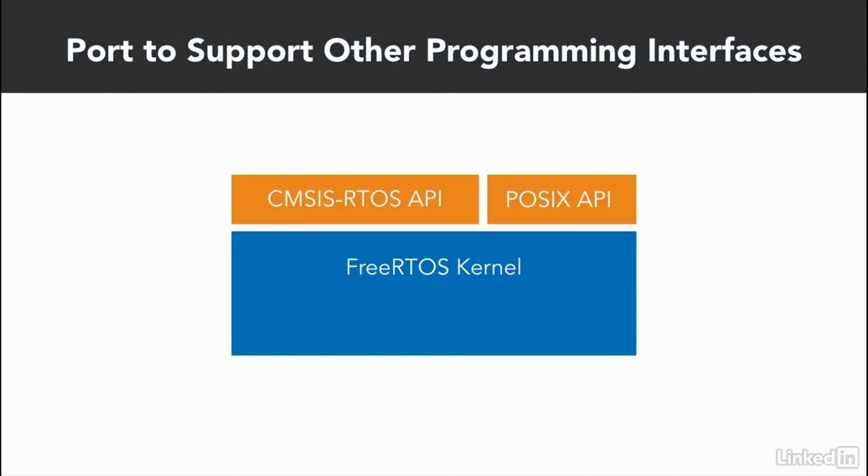Based on the architecture, we can put an adaptation layer on top of the FreeRTOS kernel as well, in order to support some standardized programming interfaces. In that case, developers can write user applications running on FreeRTOS, but using different functions from, for example, POSIX or CMSIS.